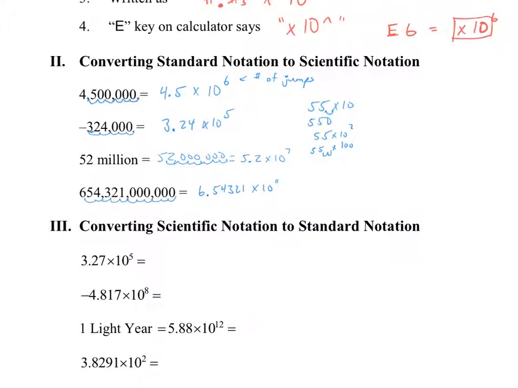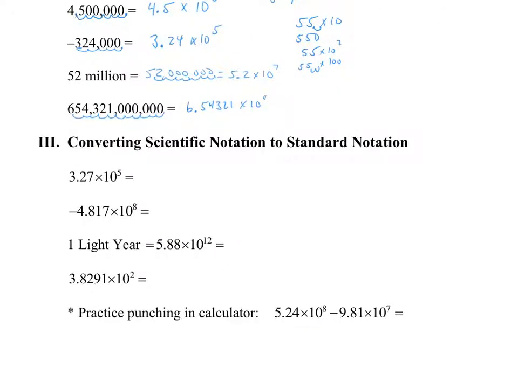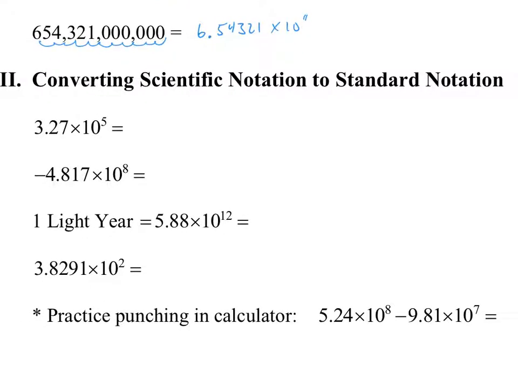So now we're going to start with scientific notation, and we're going to go to standard notation. So we're going to count the opposite way with our decimal. So we've got 3.27. How many places do I have to move my decimal point? 5, because it's a 10 to the 5th. 1, 2, 3, 4, 5. So there's my new decimal point, and you fill in the empty blanks with zeros.